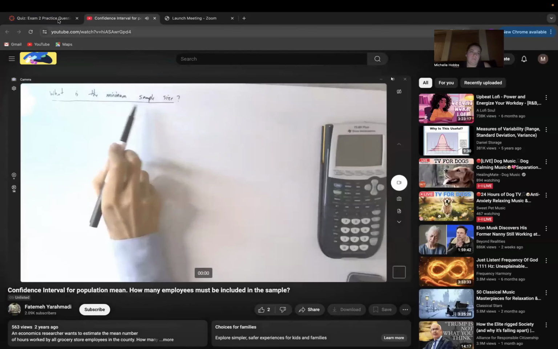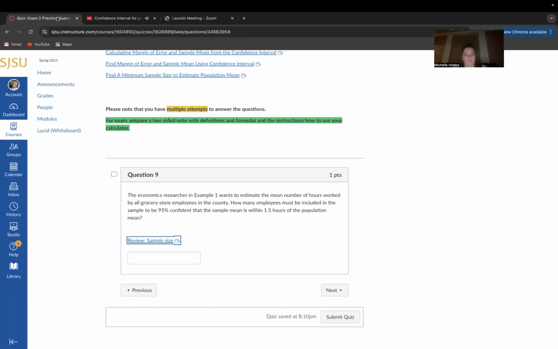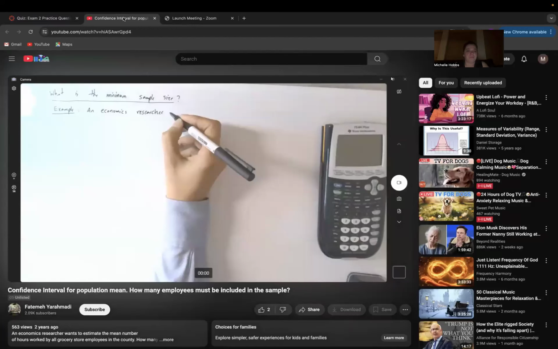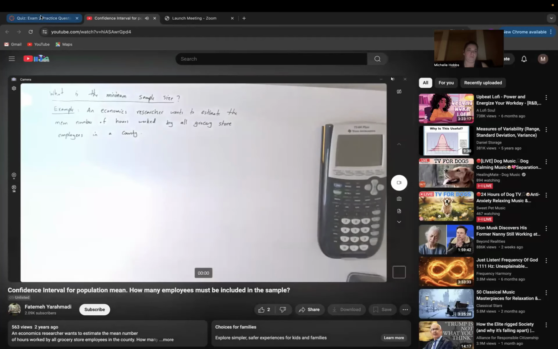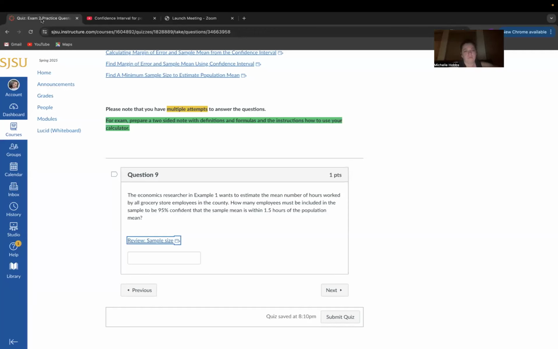So what is the minimum sample size? Let's take a look at this example here. Suppose we have an econ researcher who wants to estimate the number of hours worked by all grocery store employees in the county. How many employees must be included in the sample to be 95% confident?